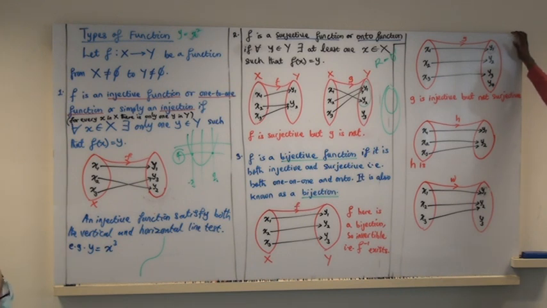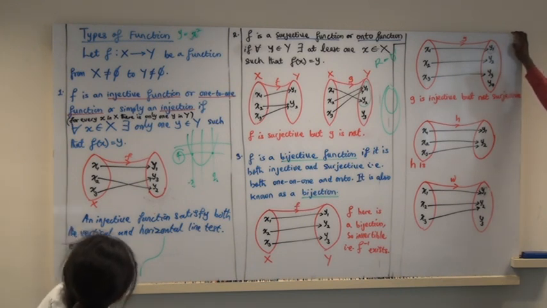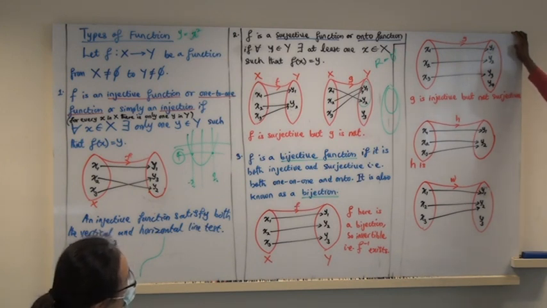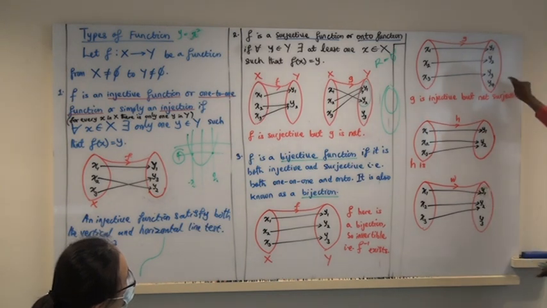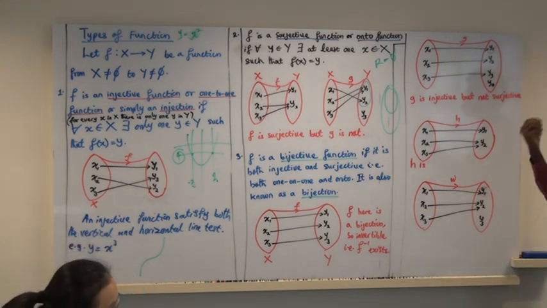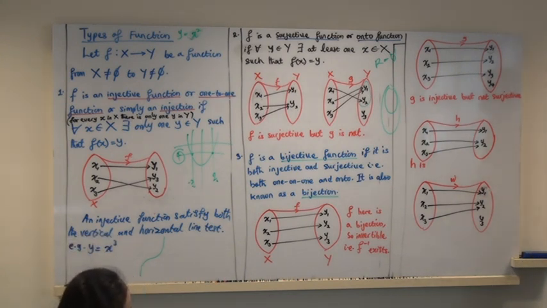Now, is this a bijection? No. Is it an injective function? Yes. But is it a surjective function? No. Why is that, Melody? Speak louder, please. Because Y4 doesn't have a pre-image. Y4 does not have a pre-image. Please give her a round of applause.